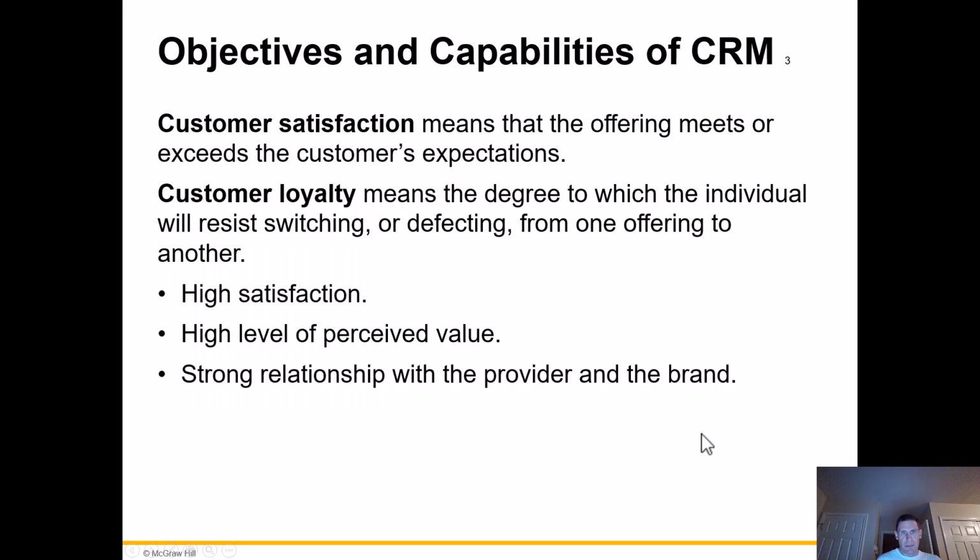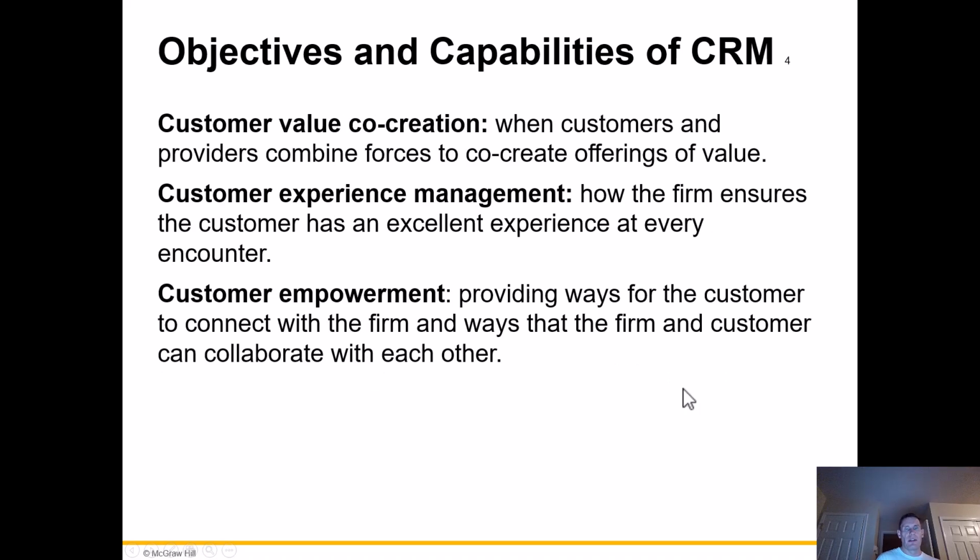Both very important. So customer satisfaction means that the offering meets or exceeds the customer's expectations. Customer loyalty means the degree to which the individual will resist switching or defecting from one offering to another. So here we're looking for high satisfaction, a high level of perceived value, and of course, a strong relationship with the provider, and indeed, ideally, the brand.